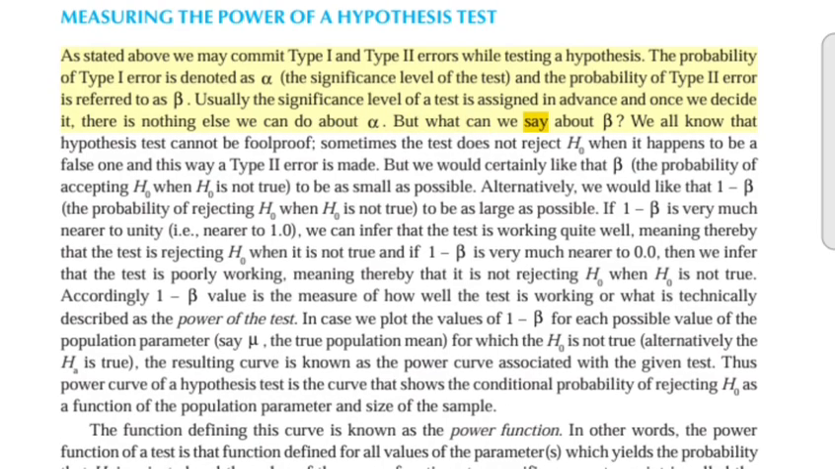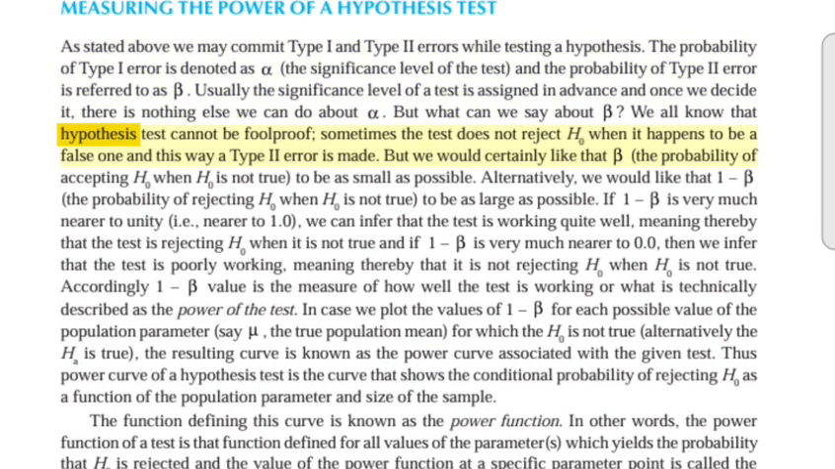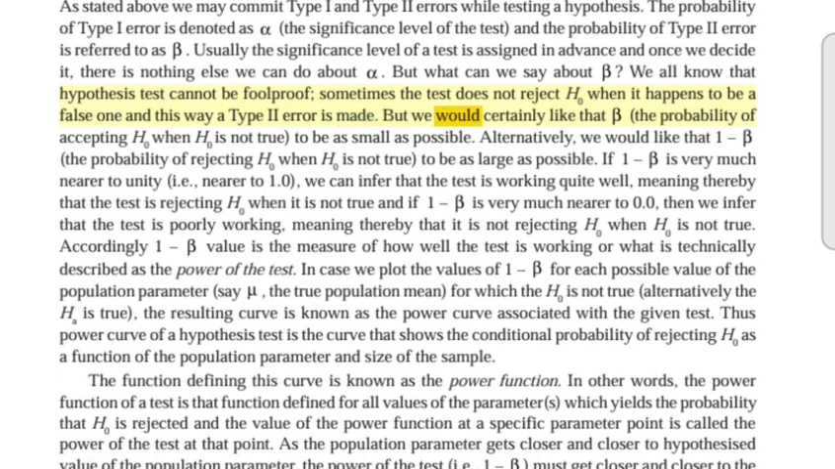But what can we say about beta? We all know that hypothesis test cannot be foolproof. Sometimes the test does not reject H0 when it happens to be a false one, and this way a type 2 error is made. But we would certainly like that beta, the probability of accepting H0 when H0 is not true, to be as small as possible.